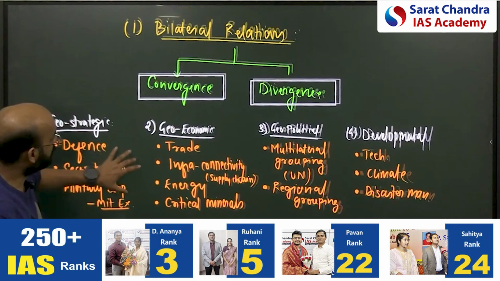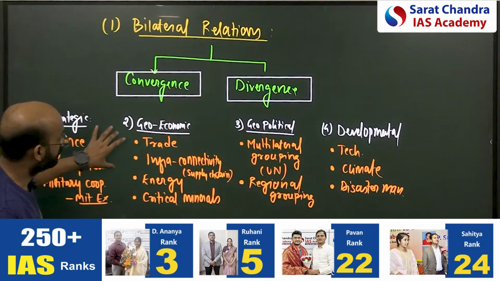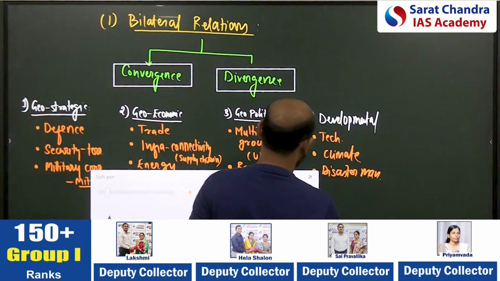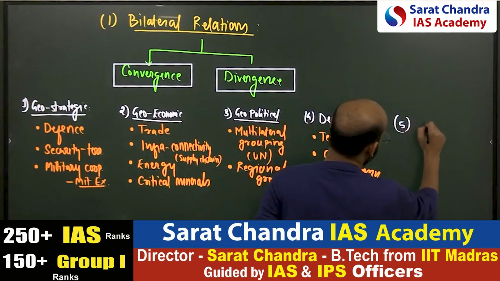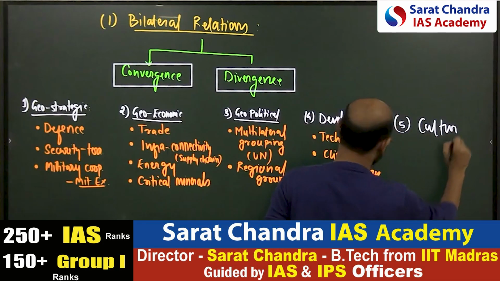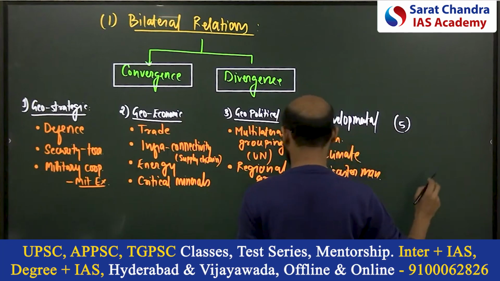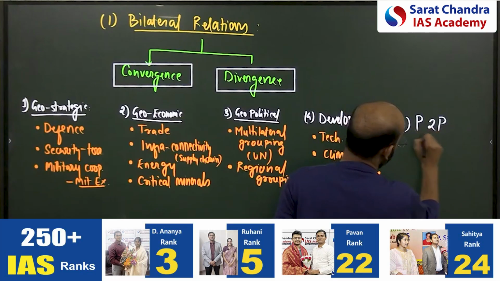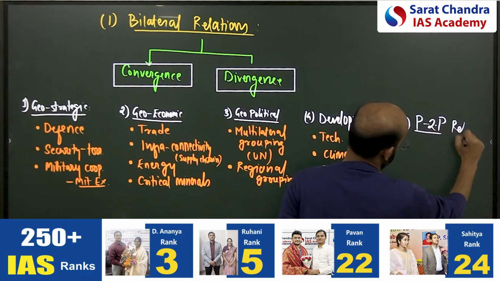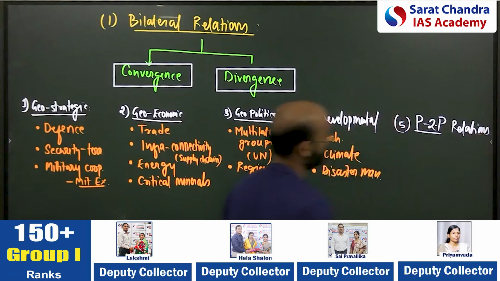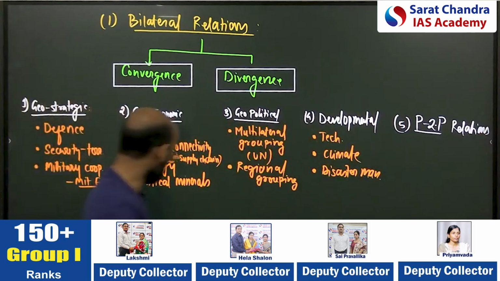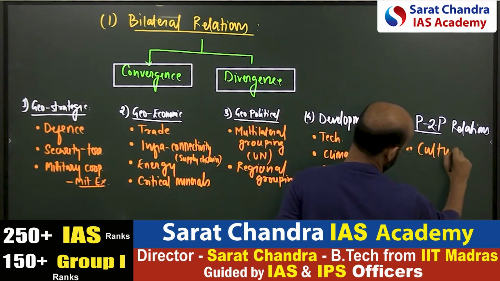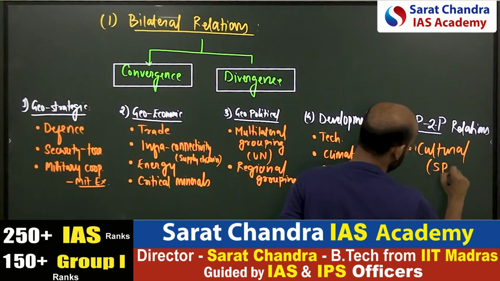And the last one would be the cultural relation. So use the better word here: the people to people relation. This is soft power, people to people relation. Here you bring the dimension like cultural relation, especially sports, if any sports relation are there.